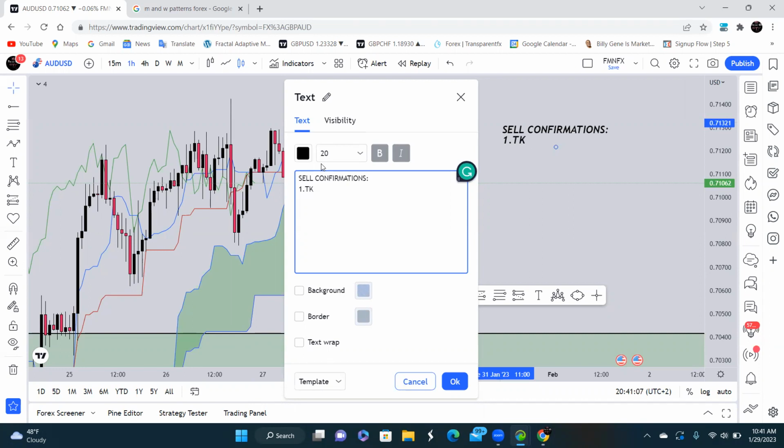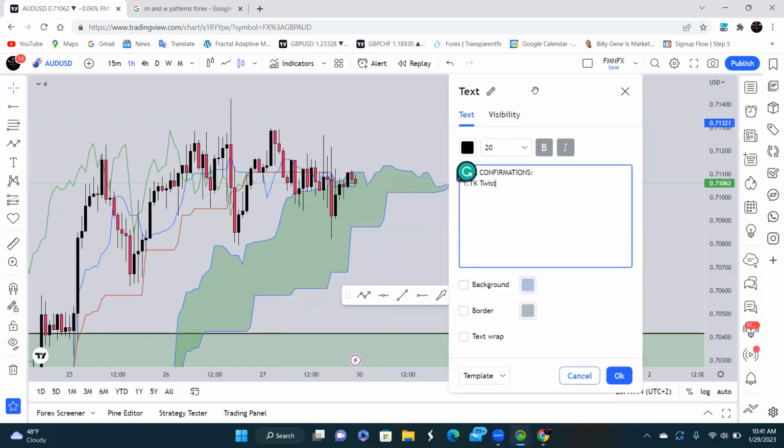TK twist, perfect. And for this twist, we need what? We need red over blue, and it's there. It's tiny. For a sell, you need red over blue. Make it super simple.